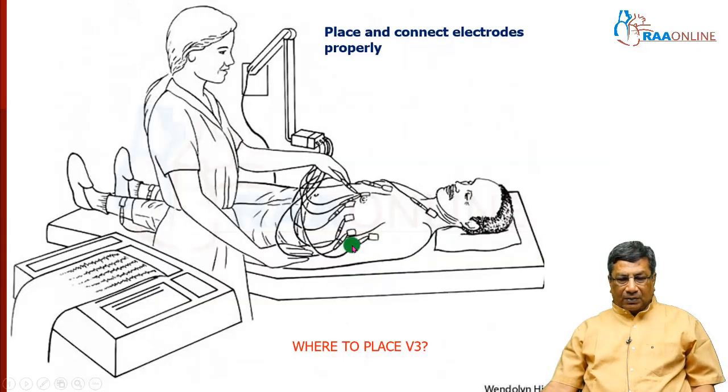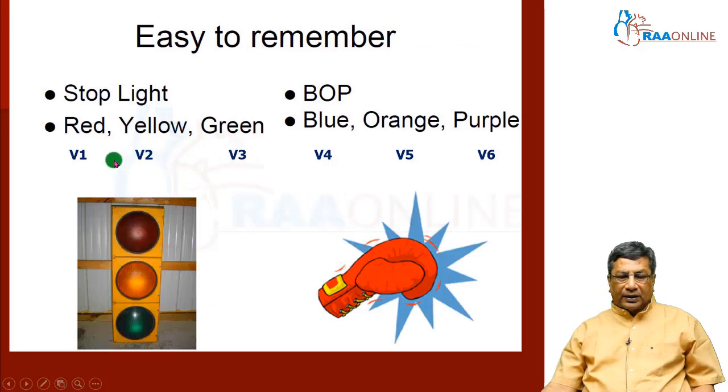Please remember to correctly connect the electrodes and correctly place the chest electrodes in the appropriate places to record the correct ECG. We have already told you how to test a technician: ask him to place V3. The V3 should be placed between V2 and V4. So, teach the paramedics according to the color.